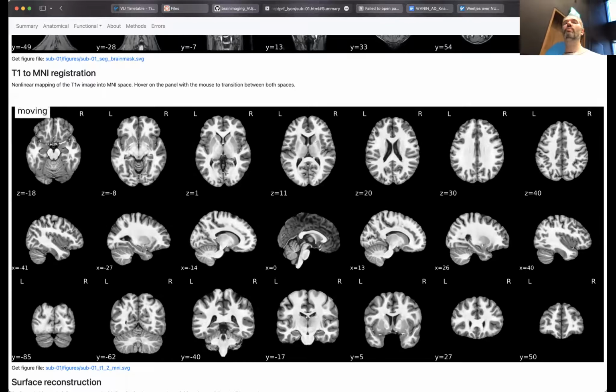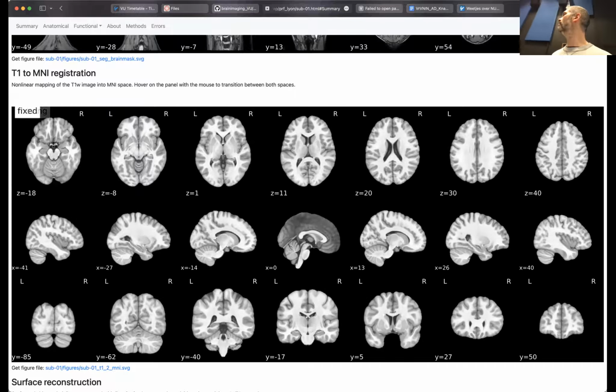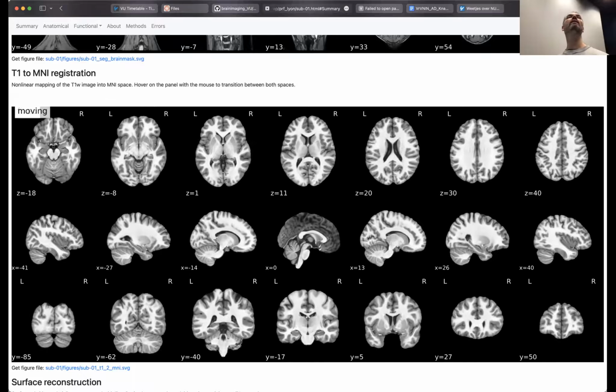Now this MNI stands for Montreal Neurological Institute. What they did is they averaged together 152 people's brains, and thereby constructed an atlas space, if you will, that other brains can be warped to, right? So this is one example of a nonlinear registration that I'm sure you got from the recorded lecture, right?